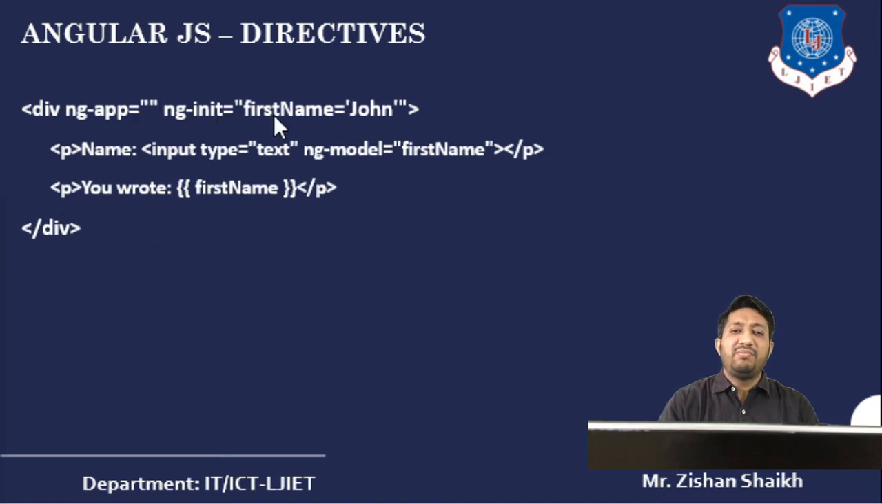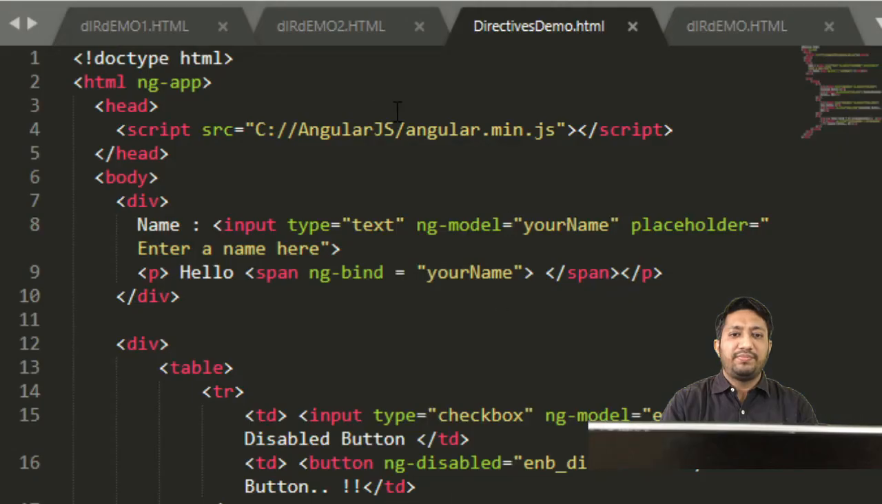ng-init is telling that before the execution, first name has the value John, and ng-model is binding the particular username with this variable name. Whenever, in the scope of that div, we are using the first name, the value of this input text will be reflected. So let's see the demonstration, or what is the output of this program.